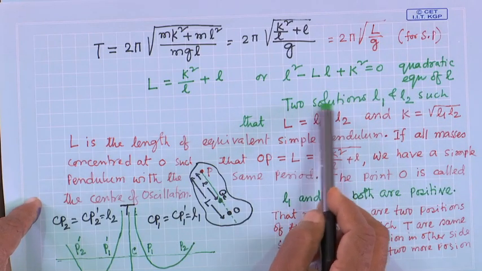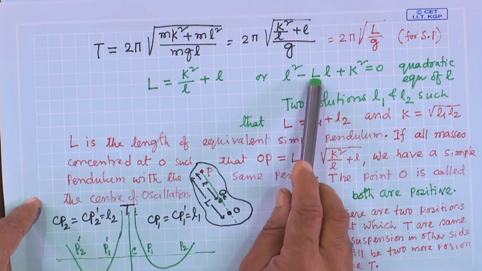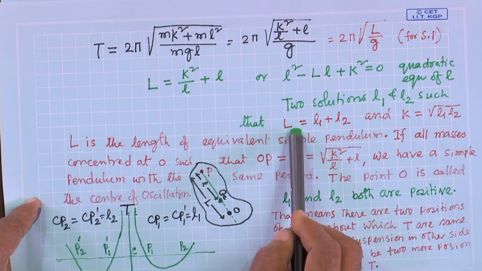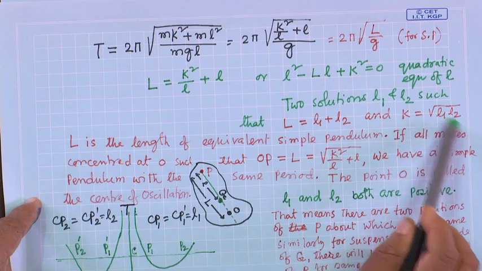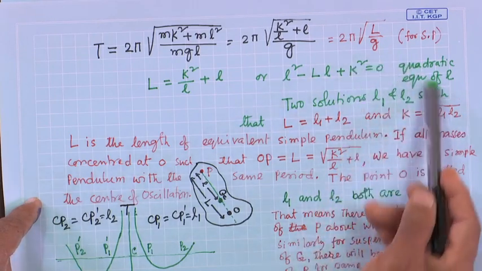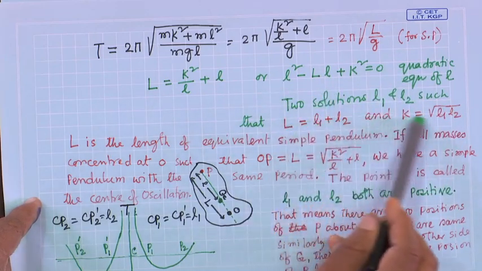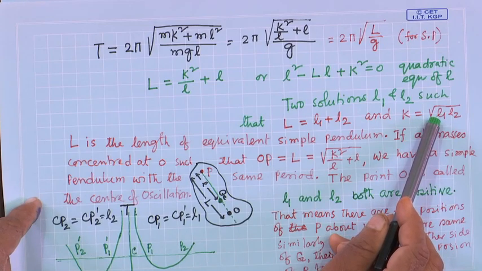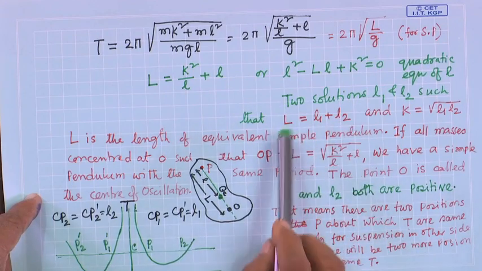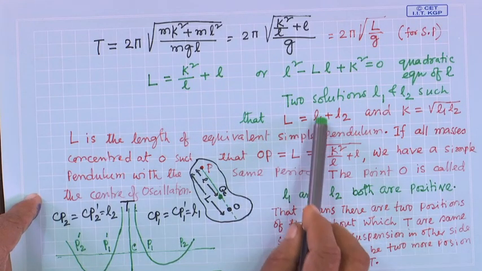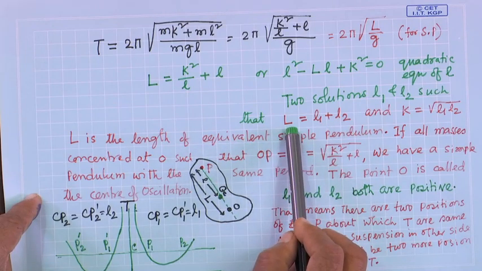So it will have two solutions, say L 1 and L 2, such that capital L is equal to L 1 plus L 2, and k is equal to the square root of L 1 L 2. The quadratic equation and its solution have to follow this. This capital L is called the length of the equivalent simple pendulum.